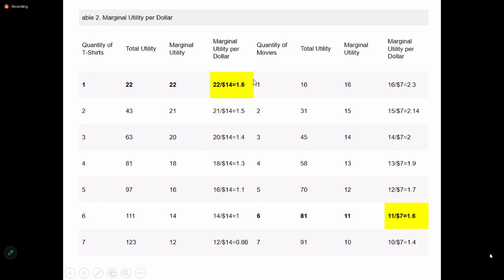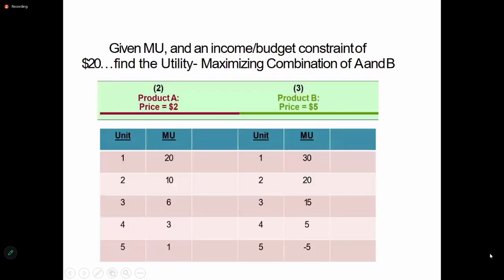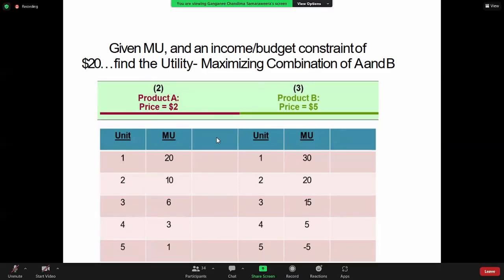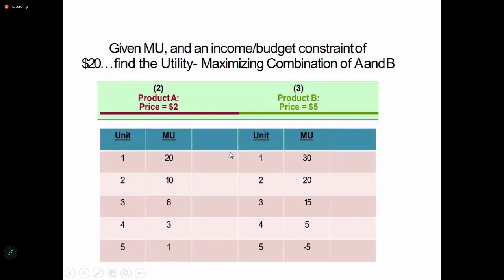So what is the basis of deciding this? You have to decide the marginal utility per dollar, or per rupee, should be equal in both cases. At that time, you can decide how much money they can spend on this. Okay, so you can calculate this by yourself as homework, just practice.